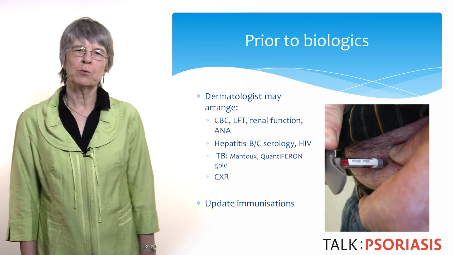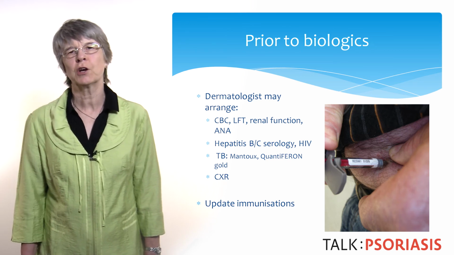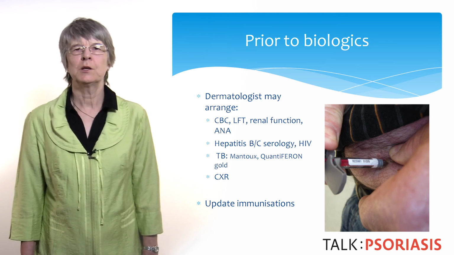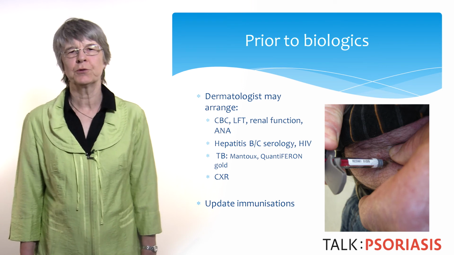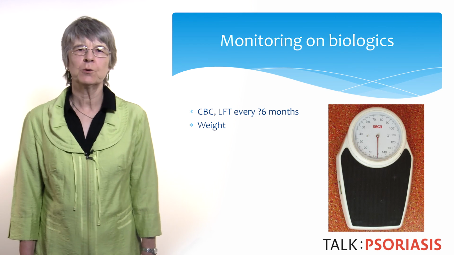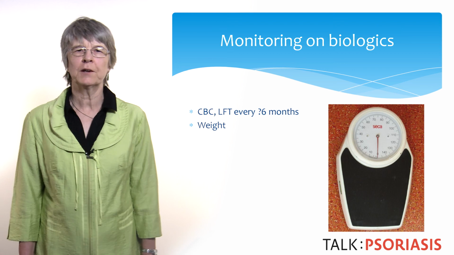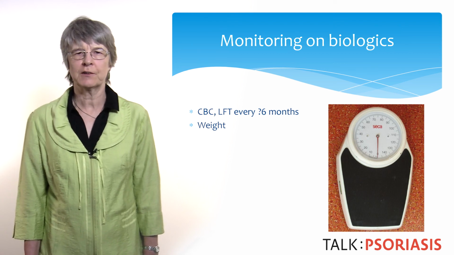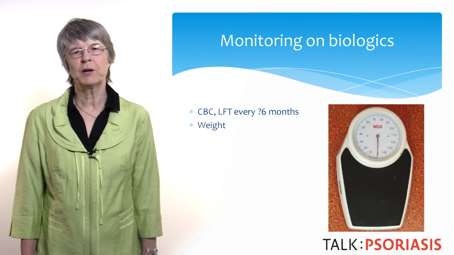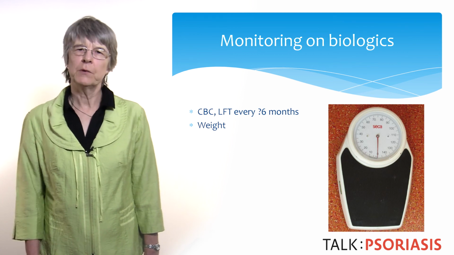Prior to starting treatment with biologic, the dermatologist will arrange similar tests to those done prior to cyclosporin. And the immunisations, again, need to be reviewed. On biologics, tests are less frequently required than on the other medicines, but it's general to request a blood count and liver function every 6 months, as well as checking weight. Remember, some of our patients on biologics are also taking acitretin or methotrexate.